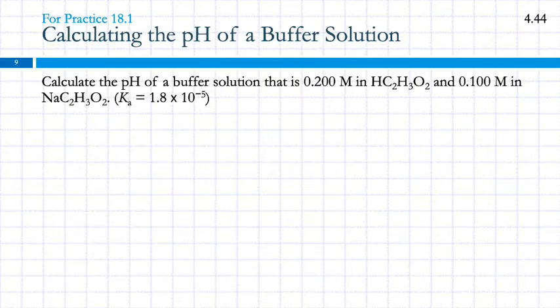So let's look at this one and calculate the pH of a buffer solution. So this is 0.2 molar acetic acid and 0.1 molar sodium acetate, and we're given the acid ionization constant for acetic acid. So we want to start by writing the equation for the ionization of the weak acid.